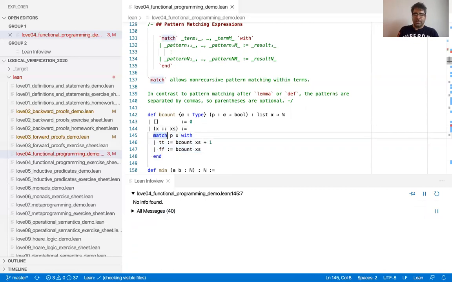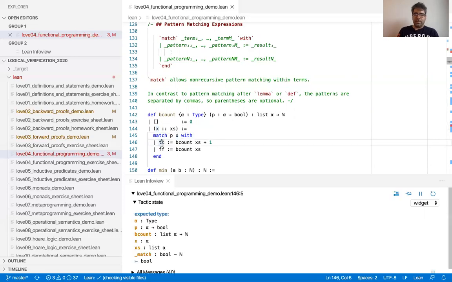So here I'm counting the number of elements of a list such that P is true. For the empty list, it's 0. And then for the list X :: XS, I check if P of X is true. And for Booleans here, which is what I use, not propositions, because I'm writing a program, not a proof, if it's true, which is called TT, then I continue recursively and I add 1. And if it's false, then I just continue recursively.